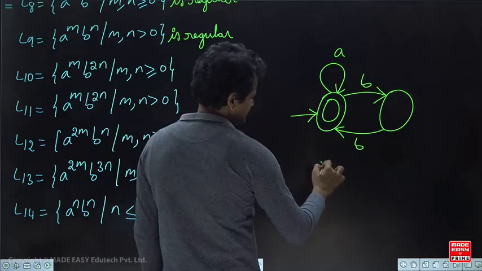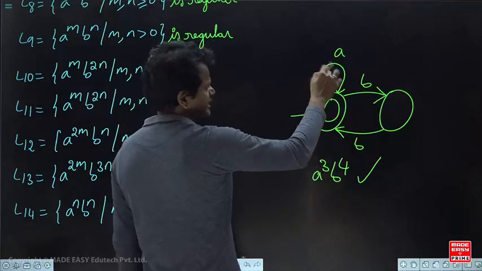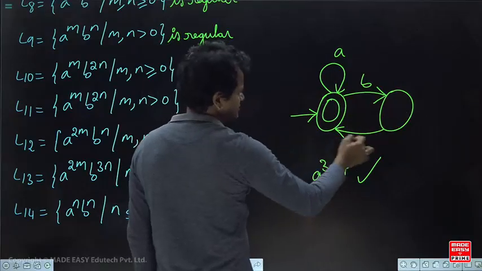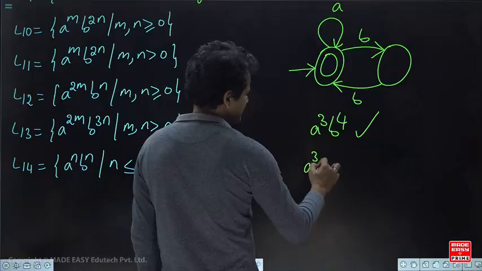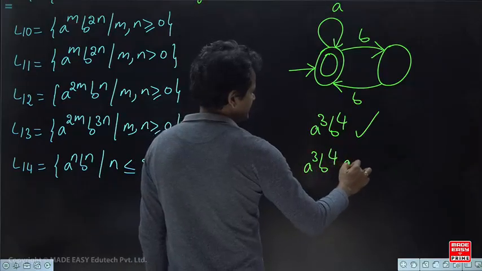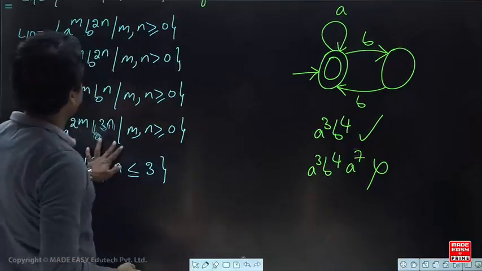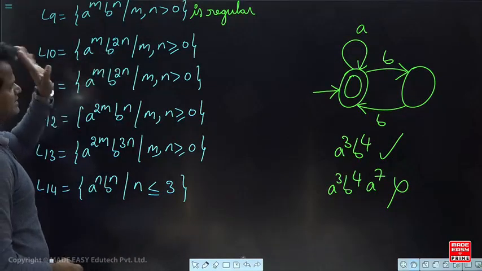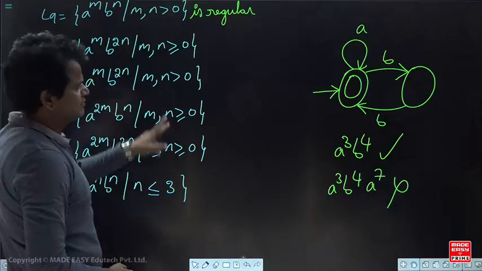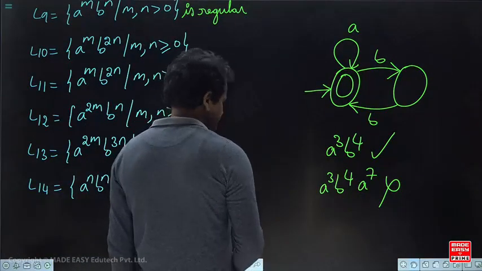Hello guys. Is this valid or invalid? Yes, 100% valid, accepted. A cube, B's are 1, 2, 3, 4. Valid. What about this one? Is this valid or invalid? It is invalid. Why? The language is any number of A's followed by an even number of B's, but not again A's and again B's. So this is invalid. We should not accept it. It must be rejected.